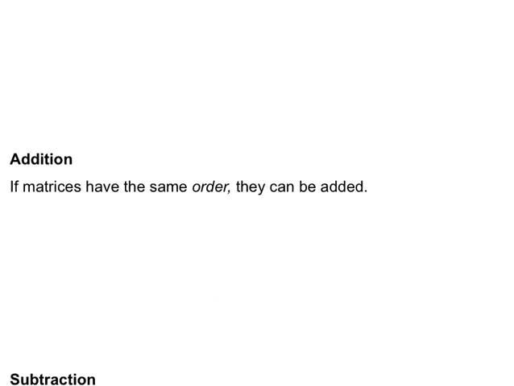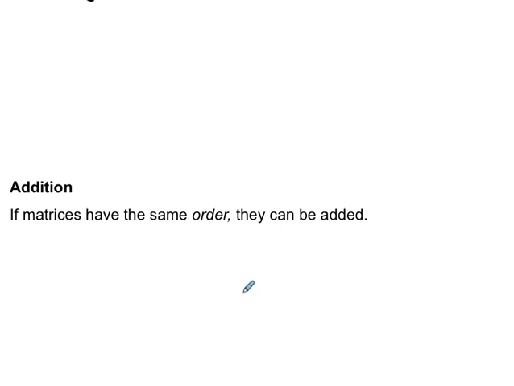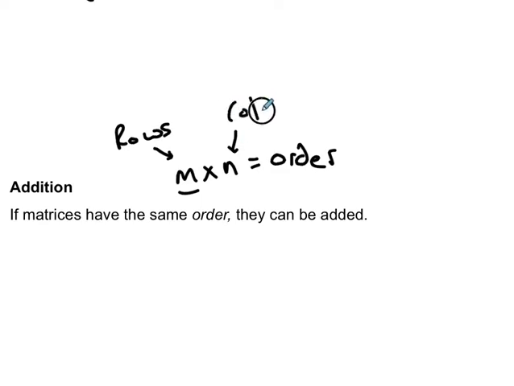Okay, so we also need to talk about addition. If matrices have the same order, they can be added. Remember that order is the m times n number, where m is the horizontal rows, so this is in rows, and this one is in columns. I always forget that n is columns. So we're talking about the order here. If they have the same order, they can be added.